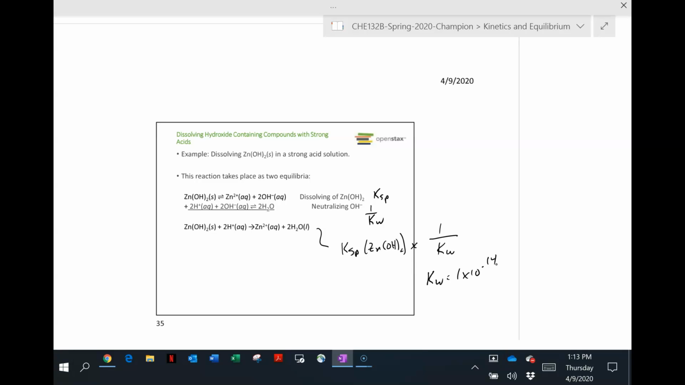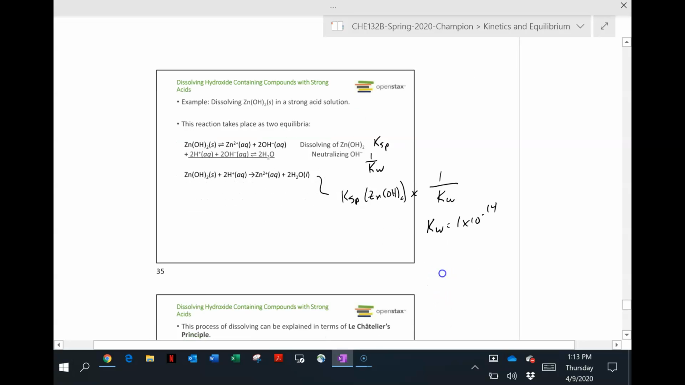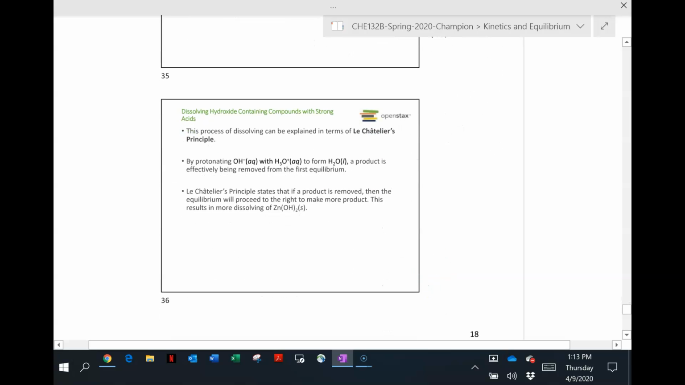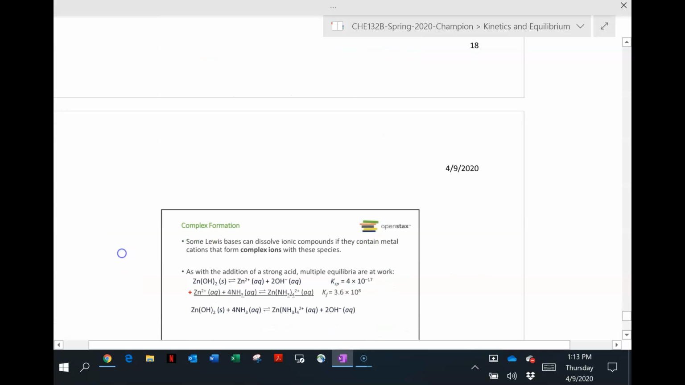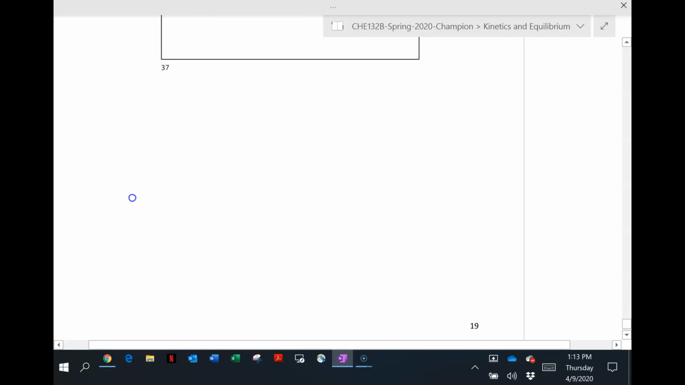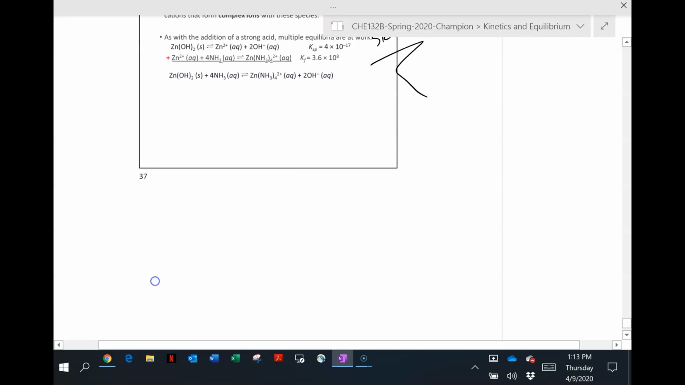And that makes sense from a chemical point of view as well, that the hydrogen ion is reacting with the basic anion there and forming water. So again, we're thinking about Le Chatelier's principle there. So that's another thing. We're not going to talk about the complex formation, so we're going to skip this one for this class, so you don't have to worry about that.